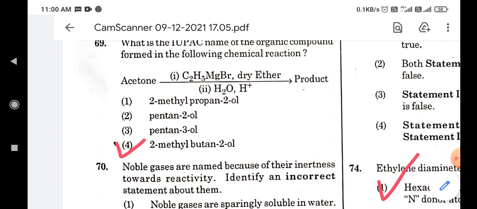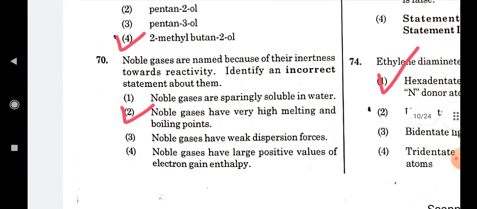Okay. Now the next question, noble gases are named because of their inertness towards reactivity. Identify the incorrect statement about them. So the noble gases are sparingly soluble, right? The higher noble gases are sparingly soluble due to the polarization by the water molecule. The higher noble gases only.